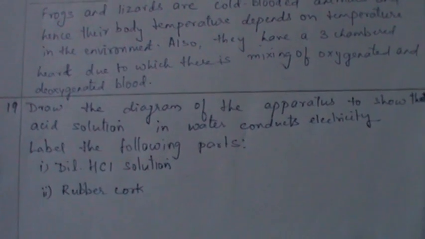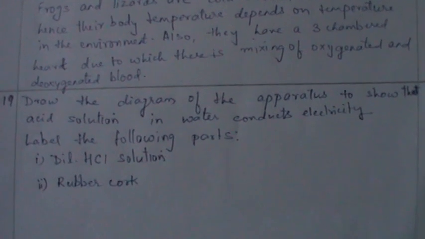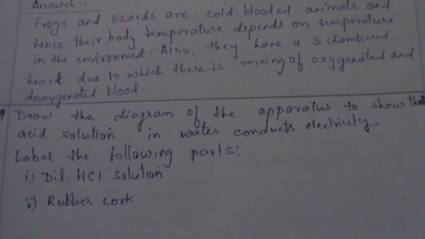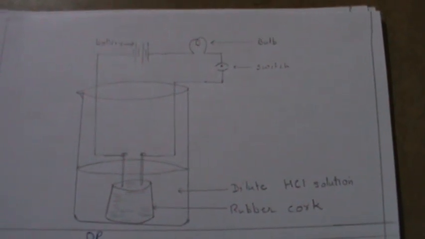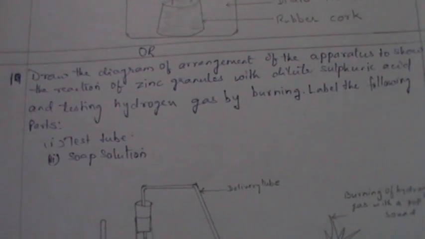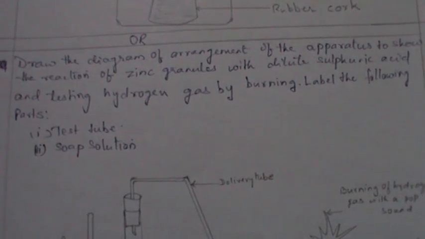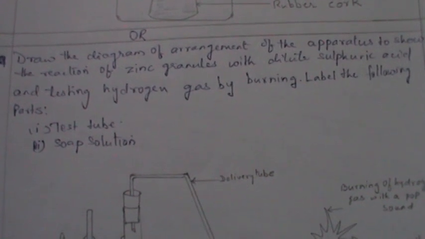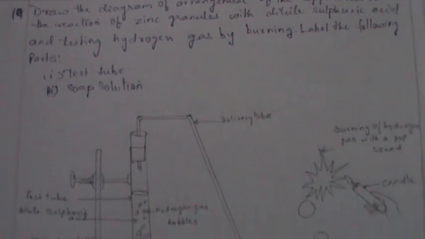Question number 19. Draw the diagram of the apparatus to show that acid solution in water conducts electricity. Label the following parts. Dilute hydrochloric acid, rubber cork. Question number 19. Draw the diagram of arrangement of the apparatus to show the reaction of zinc granules with dilute sulfuric acid and testing hydrogen gas by burning. Label the following parts. Test tube, soap solution.